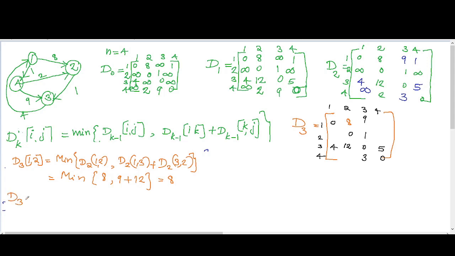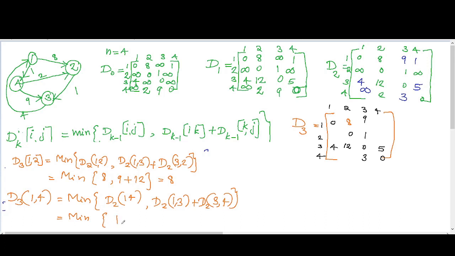Similarly, D3 of 1, 4. So this is equal to the minimum of D2 of 1, 4 and D2 of 1, 3 plus D2 of 3, 4. So that is equal to the minimum of 1 and 9 plus 5. That means 1. So here you can write 1.